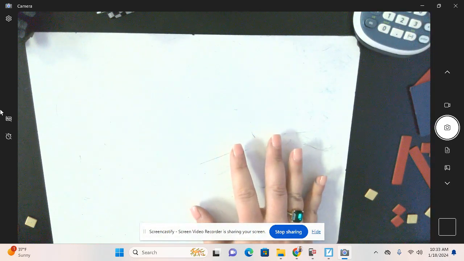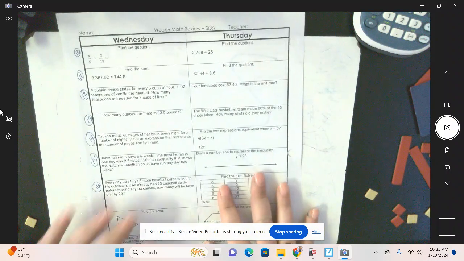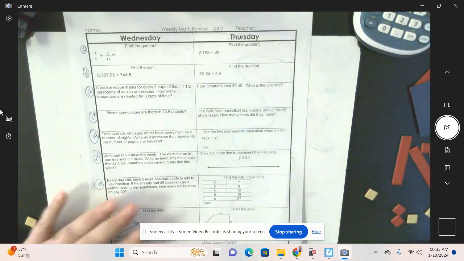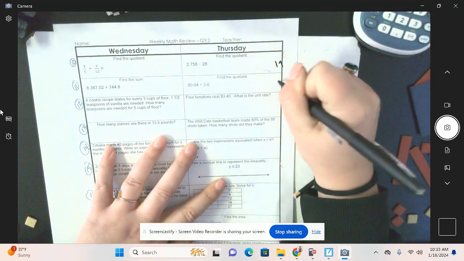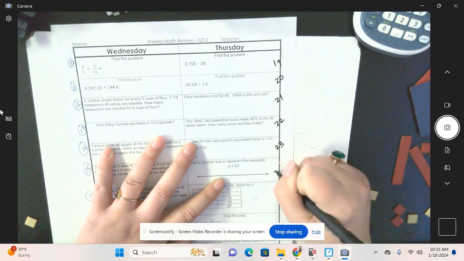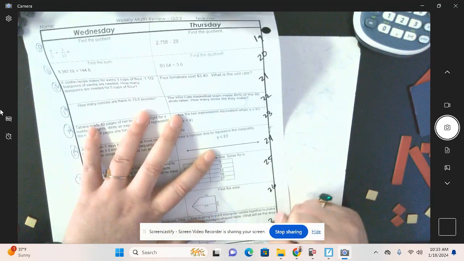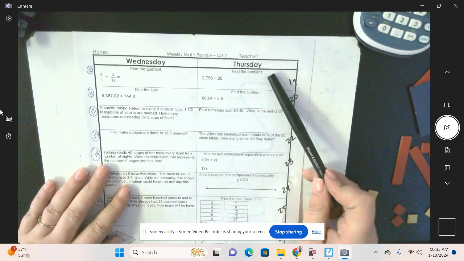All right, so let's look at tonight's homework, Thursday night's homework. If you haven't already numbered this, I would go ahead and number it starting with 19 and number it all the way to 27, so that when we put them into Edulastic tomorrow, they're easy to find and easy to punch in. Okay? All right, so we're going to get started.